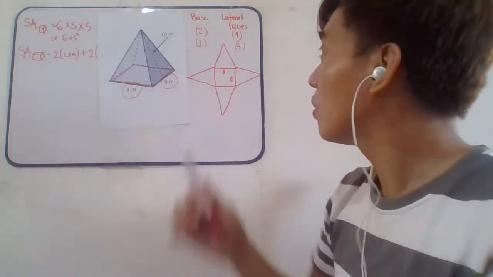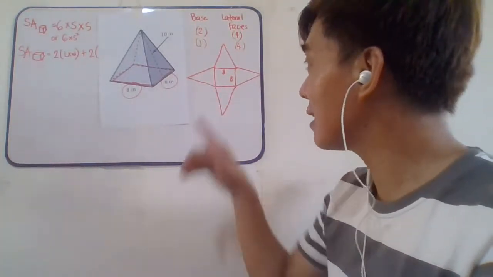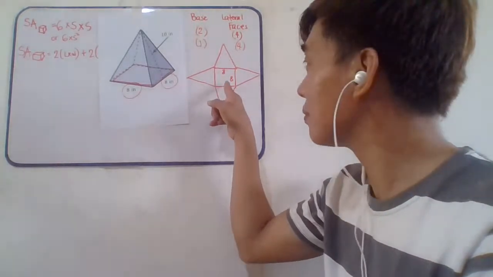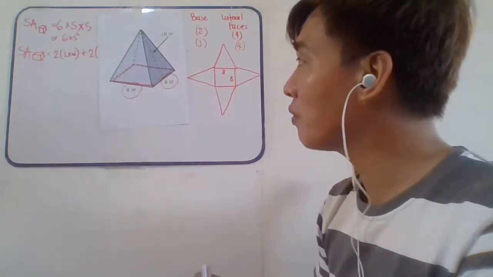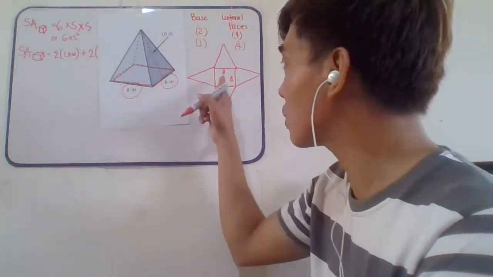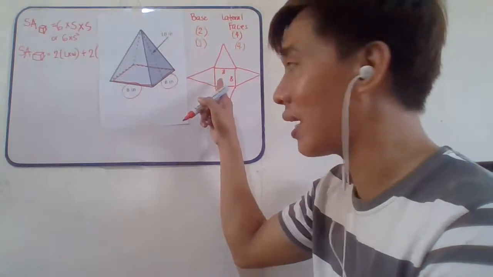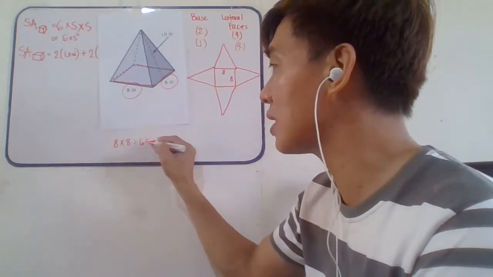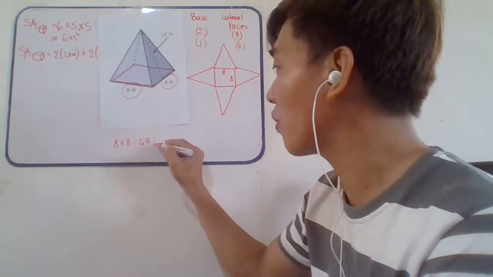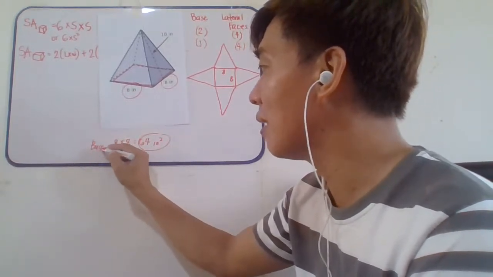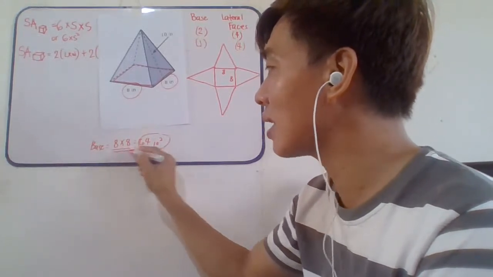Okay? So, if you notice here, the base here is a square. So all you have to do is just get the area of the square. Area of the square is side times side. So that is 8 times 8, which is equal to 64 inches squared. That's the area of the base. Okay. The base is a square.